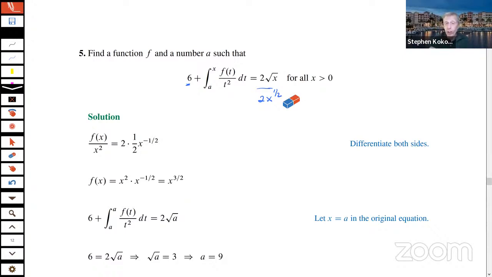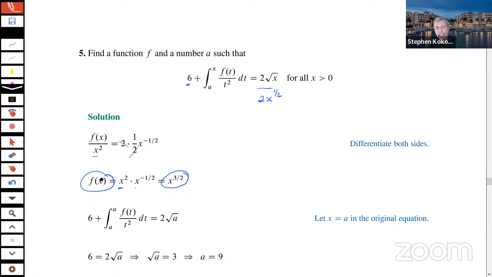And now I'm going to do a little bit of simplification here. Hey, this is looking pretty good. I'm going to bring the x squared to the right-hand side. The 2's cancel. A little bit of simplification. Now I know exactly what f of x is. It's x to the 3/2. I'm halfway home.